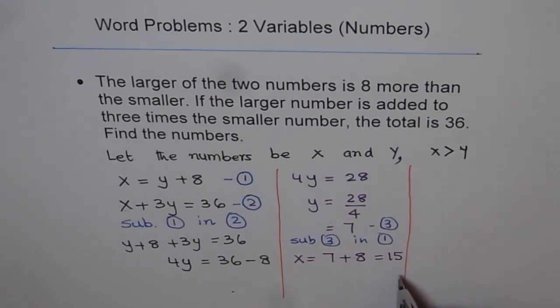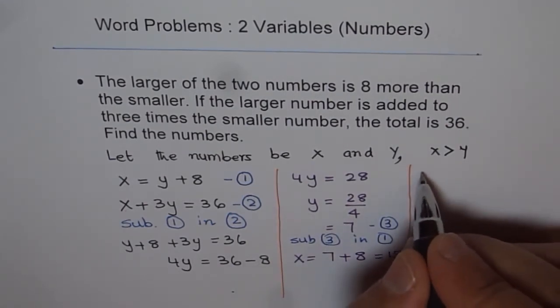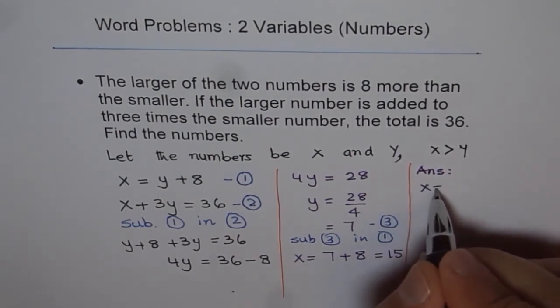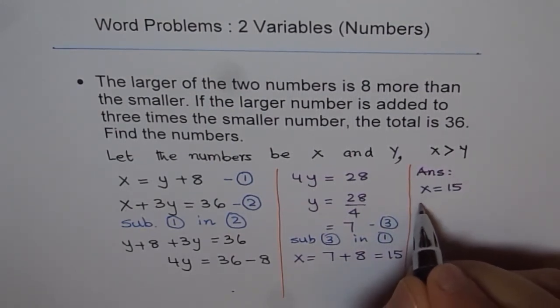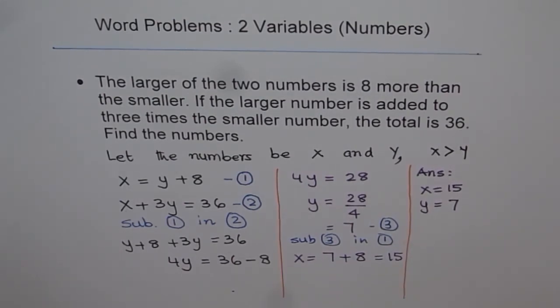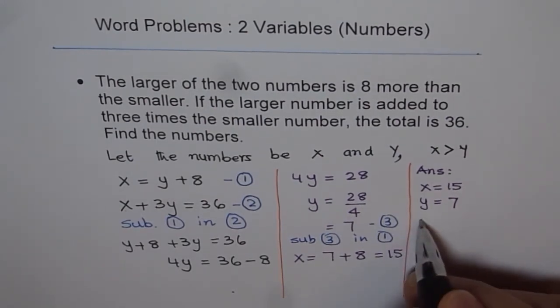Now we should clearly write down our answer. So we say our answer is x equals 15 and y equals 7. So that is our answer. It's always a good idea to check the answer, right? So you can check your answer. Let's check the answer.